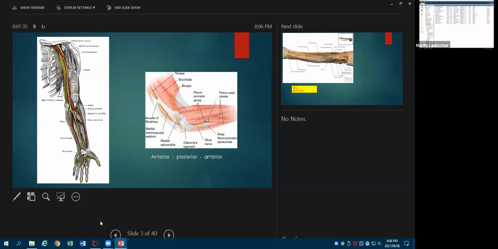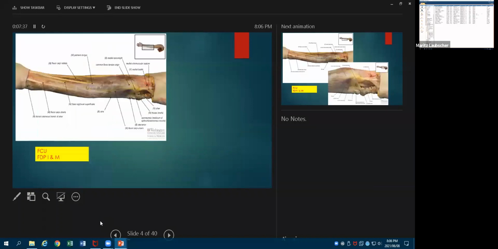And then it goes into the forearm. It runs through the two heads of FCU, and then runs underneath FCU all the way into the wrist to Guyon's canal, and it supplies only three muscles in the forearm: FCU, flexor carpi ulnaris, and flexor digitorum profundus, FDP, to little and ring. Disregard index and middle.